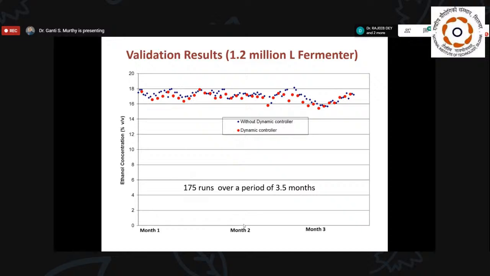So this was done for 3.5 months. After this, a control system company licensed this technology, and they further implemented it in three plants, for which I provided some telephonic support. After that, they integrated it into their control system software, and they implemented it in about 15 or 20 ethanol plants. I don't know what happened after that, but it is in use in many plants.